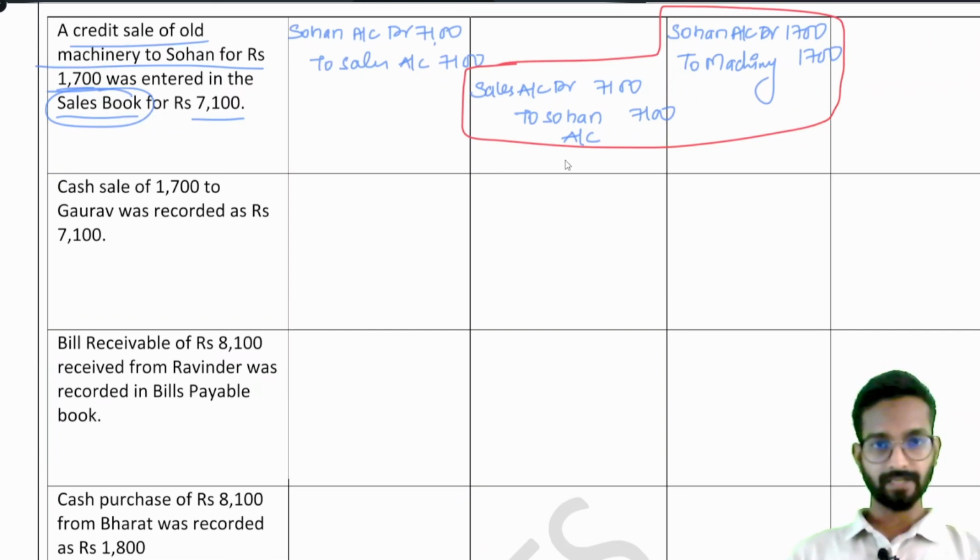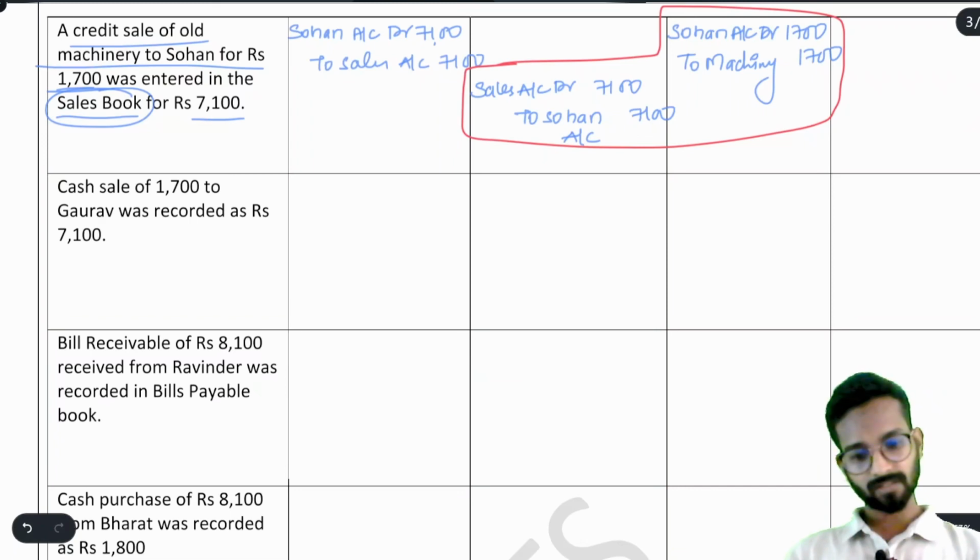Reversal and the correct entry, we add to get the rectified entry. So I will write here: Sohan account was debited 1700 and credited 7100. So I will write here to Sohan, 7100 minus 1700, it will become 5400. Now sales account, you can just tick whichever is completed.